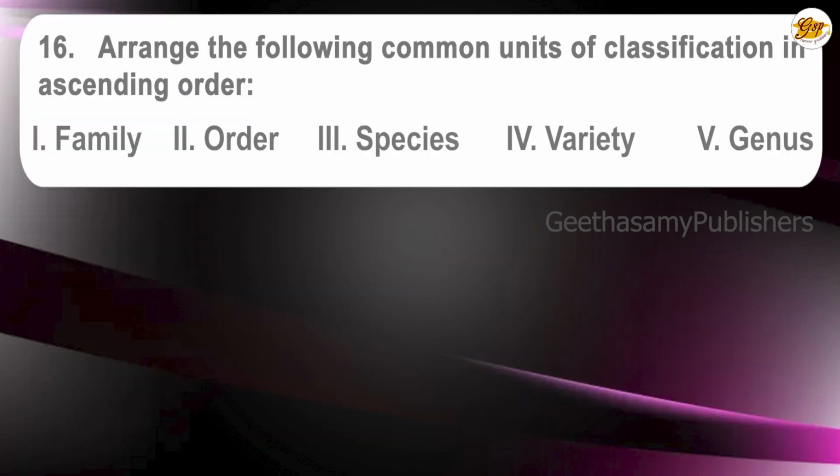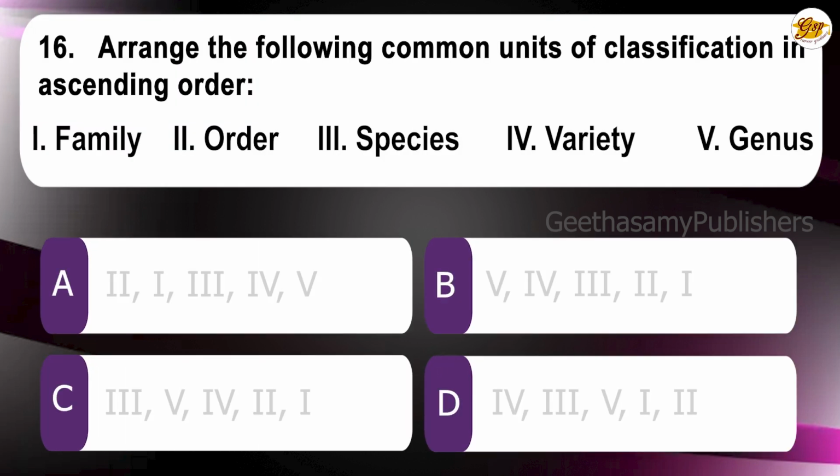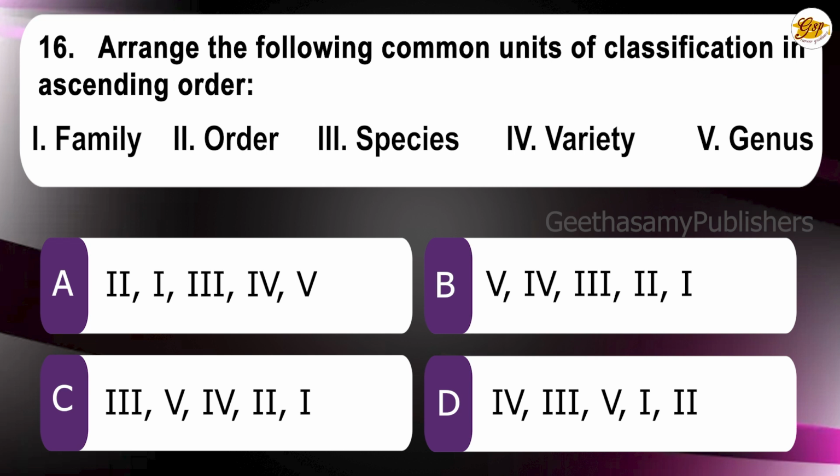Question number 16. Arrange the following common units of classification in ascending order: family, order, species, variety and genus. So you can see that the correct answer is D, 4, 3, 5, 1, 2. So 4 is first, it's variety, then species, then genus, then family, finally the order.